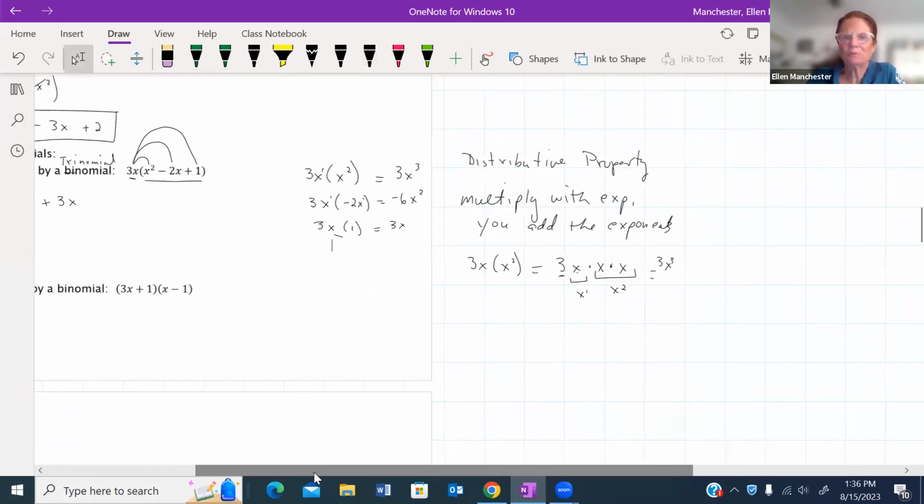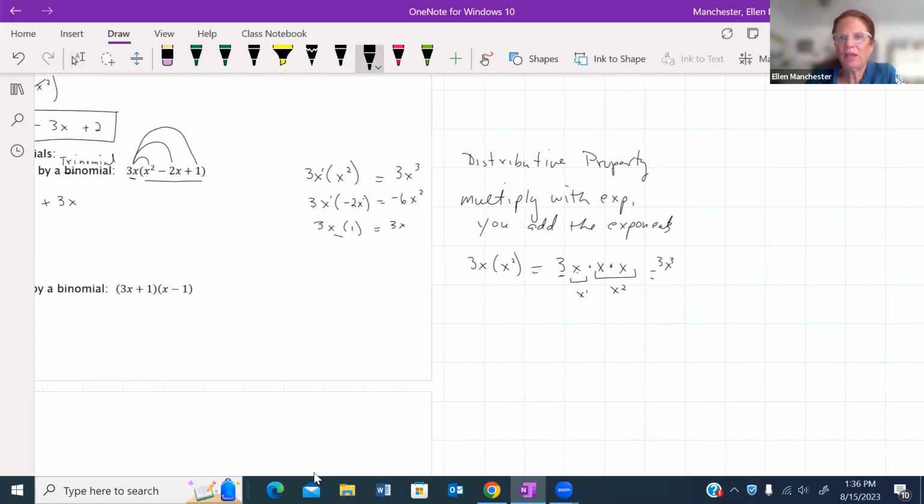Okay, we're going to try one more. So this is a monomial by a trinomial. And this technique works, it doesn't matter what polynomial you're using, this technique will work. So let's say we have -2x to the 4th. And we're going to multiply that by x squared minus 3x minus 2.